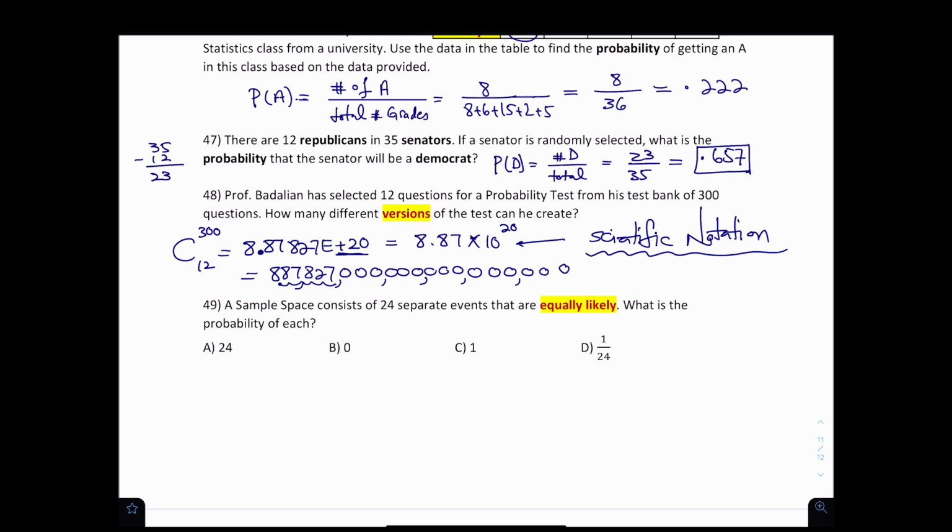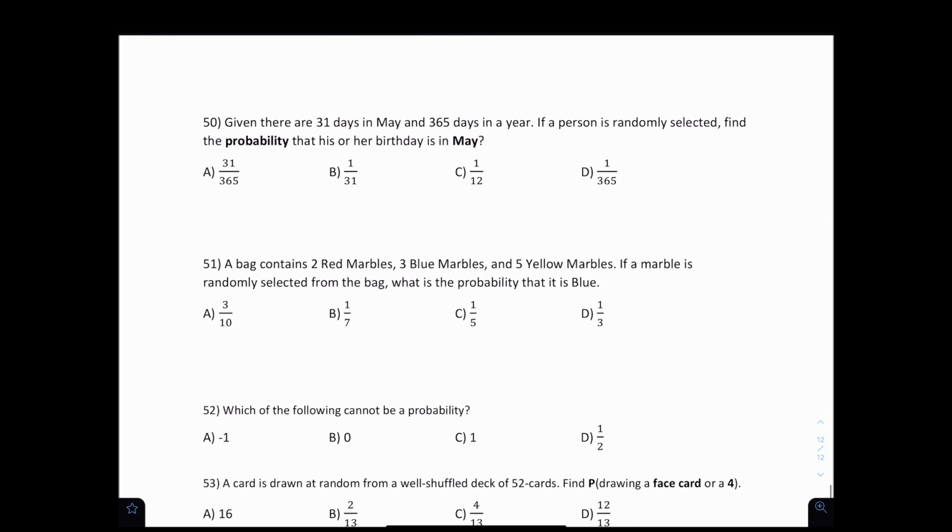Moving on to number 49, a sample space consists of 24 separate events, equally likely. What is the probability of each? Well, 1 out of 24. So that's an easy one. Moving on to number 50, and here are some multiple choice questions.